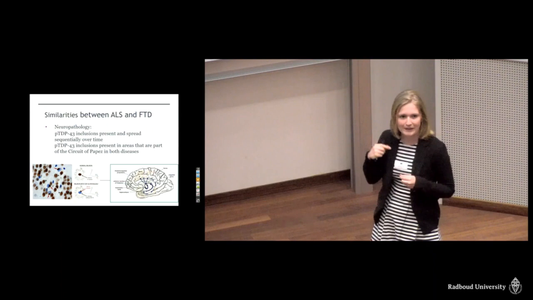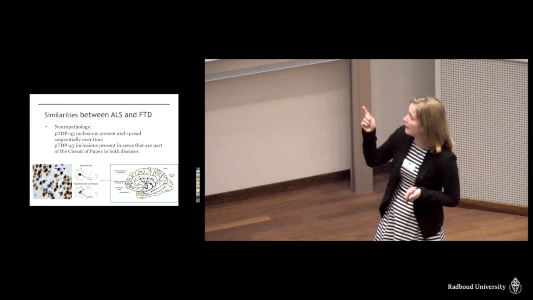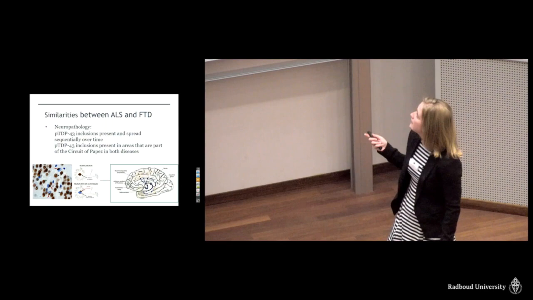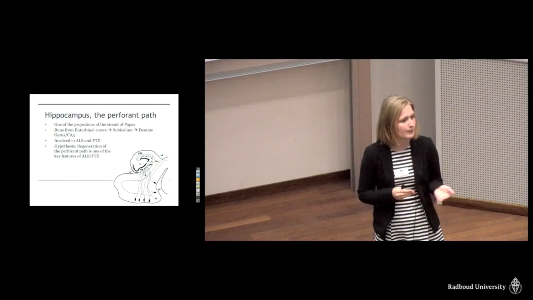And in FTD, these inclusions spread from the front to the back, while in ALS, they spread from the back to the front. But what's interesting is when you look at the regions where you see this protein, they have a relationship in that sense that they occur in the circuit of Papez, which is depicted over here with the arrows. It's a major loop in the limbic system that's involved in, amongst other things, episodic memory. And one important path within this circuit is the perforant path. This runs through the hippocampus and is also involved in episodic memory consolidation and retrieval. And it's been implicated in both ALS and FTD.